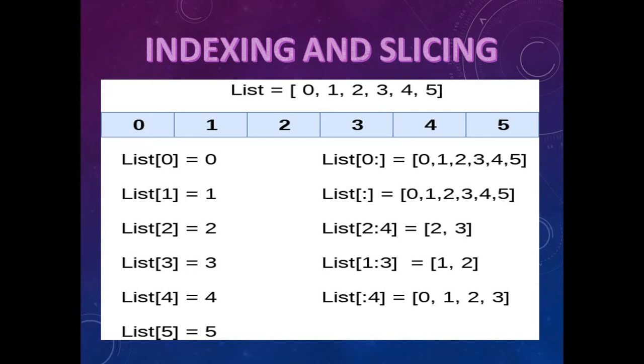The last example is list[:4]. From the beginning all the numbers will be taken up to 4. That last number being 4 means up to n minus 1. Up to 3, all the numbers in the list will be displayed.